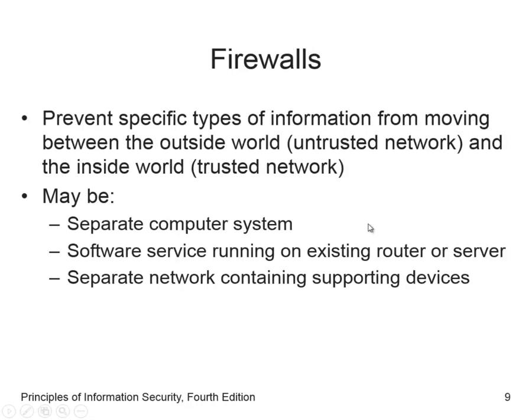To protect the system from untrusted entities, we can use a protection layer, or what's called a firewall. The firewall prevents specific types of information from moving between the outside world, known as the untrusted network, and the inside world, known as the trusted network. The firewall may be a separate computer system, a software service running on an existing router or server, or a separate network containing a number of supporting devices.